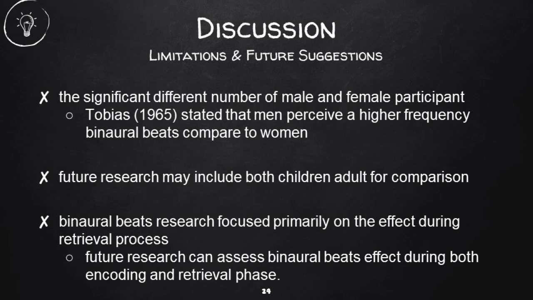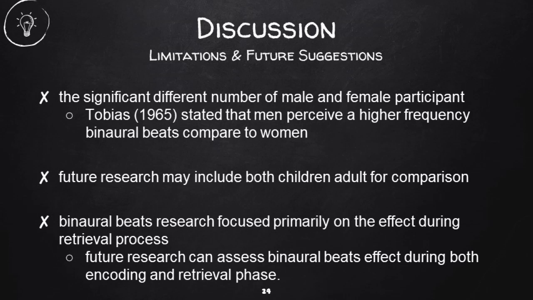Additionally, gender also is the limitation to this study due to the imbalance between the number of female and male participants, where there are 4 females and only 1 male. This is a variable that needs to be considered in future studies, as past research done by Tobias in 1965 found that the perception of binaural beats is different depending on gender, where men perceive a higher frequency binaural beats compared to women. Further research on binaural beats and memory also could include both children and adults as participants to see if the binaural beat has different effect on these two groups.